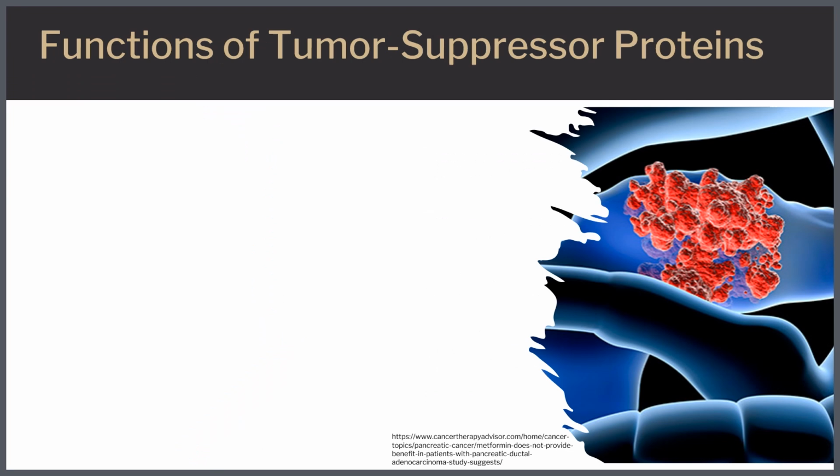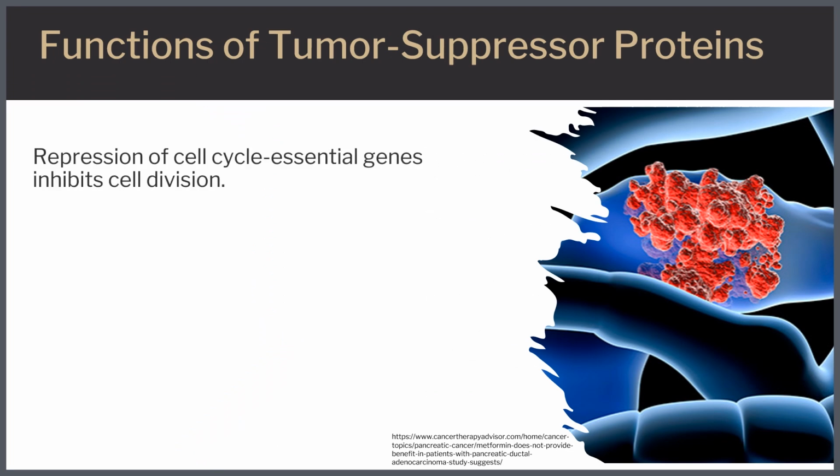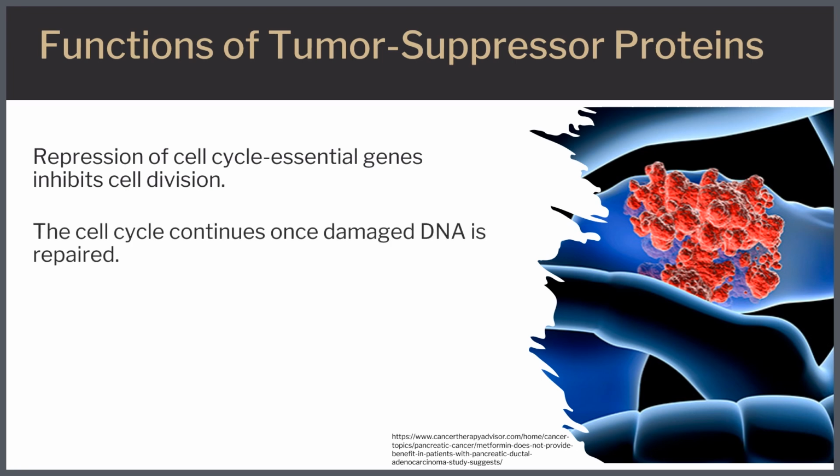Tumor suppressor proteins regulate orderly cell growth and differentiation by sensing the surrounding environment, transmitting signals to the nucleus and directly affecting transcription, translation, survival, or cell division. They repress genes that are essential for the continuing of the cell cycle, effectively inhibiting cell division. They couple the cell cycle to DNA damage: cells should not divide with damaged DNA. The cell cycle continues once it is repaired.